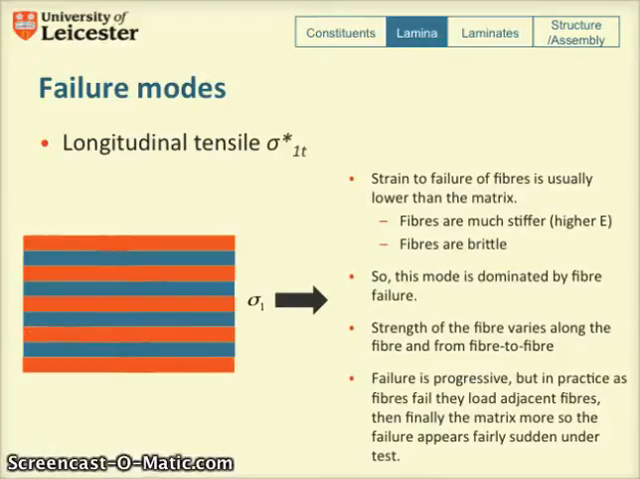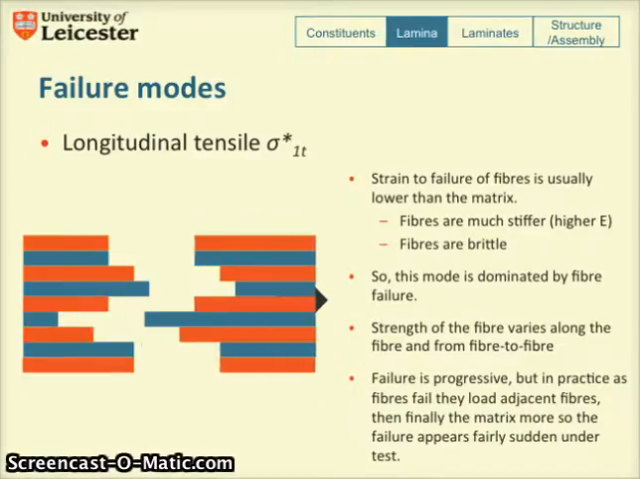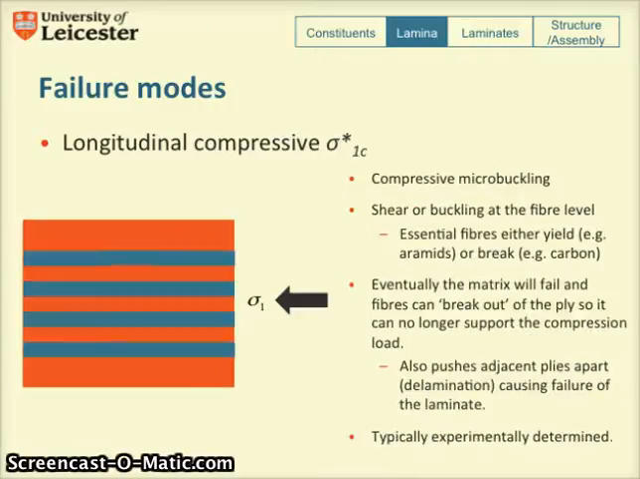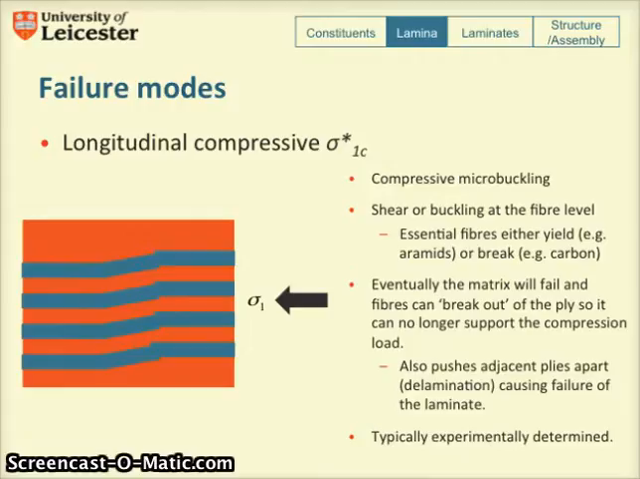So what you have is basically a failure mode where small failures in the fibre kind of collect as the load increases. And in practice, as individual fibres fail, they load the adjacent fibres and the matrix, and eventually you get an overall failure, usually with the fibres sort of looking like they've spread out. It's sometimes called brooming. In contrast, the compressive failure is basically driven by buckling of the fibres on a micromechanics level, and it's often known as compression microbuckling failure of the laminate for that reason.